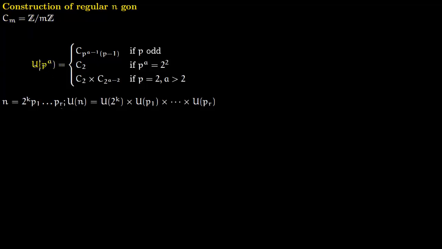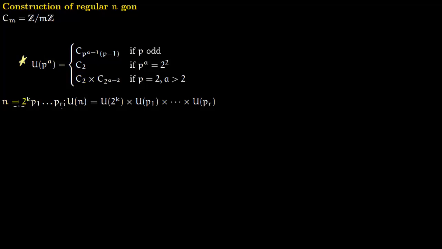Recall that U(p^a) is a cyclic group of order p^a minus p^(a-1), that is, p^(a-1)(p-1), if p is odd. If p is even and a is greater than 2, then it is the product of a cyclic group of order 2 and a cyclic group of order 2^(a-2). In case a is precisely 2, then this 2^(a-2) becomes 2^0, which just gives you 1, so this becomes the cyclic group of order 2. Here p^a is 2^2, so a is 2. This is an important result which is covered in elementary lectures on group theory, so one needs to keep it in mind, a very important fact.